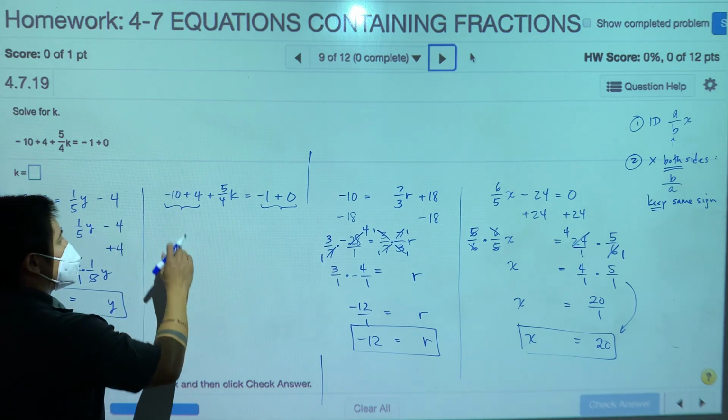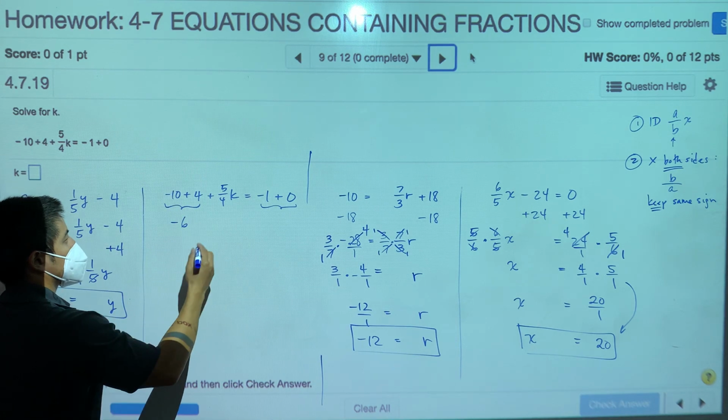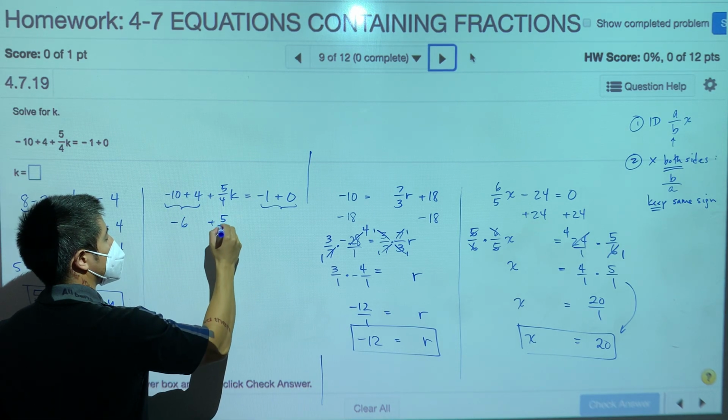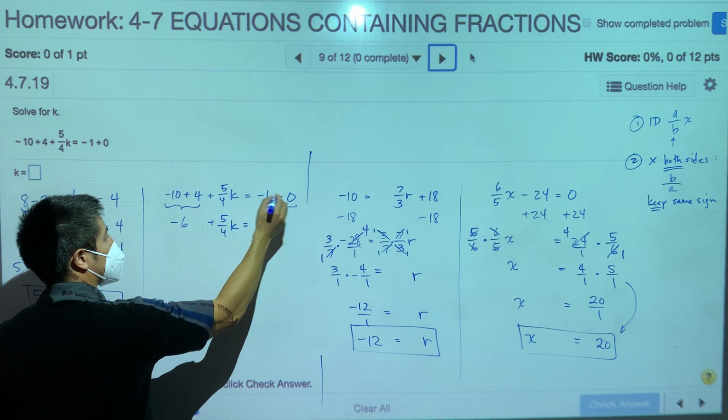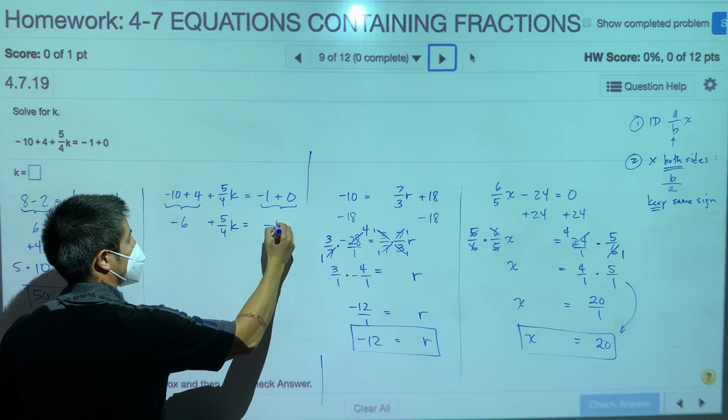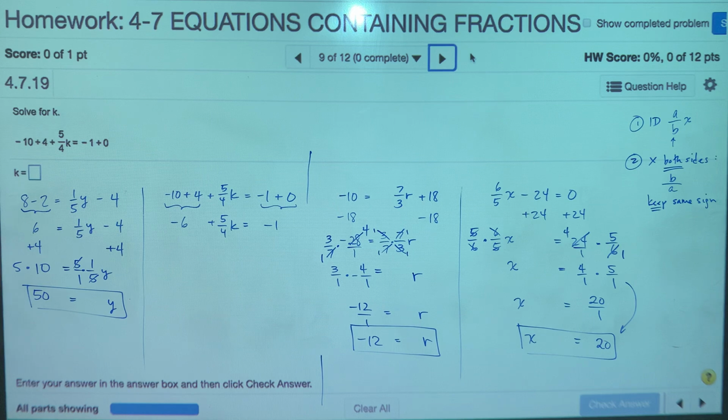What's negative 10 plus 4? Negative 6. What's negative 1 plus 0? Negative 1. Those are review skills. Those are addition and subtraction, adding and subtracting of positives and negatives. Things we've done before. Now, are we kind of where we were before? Yes. Move the numbers to one side, letters to the other.